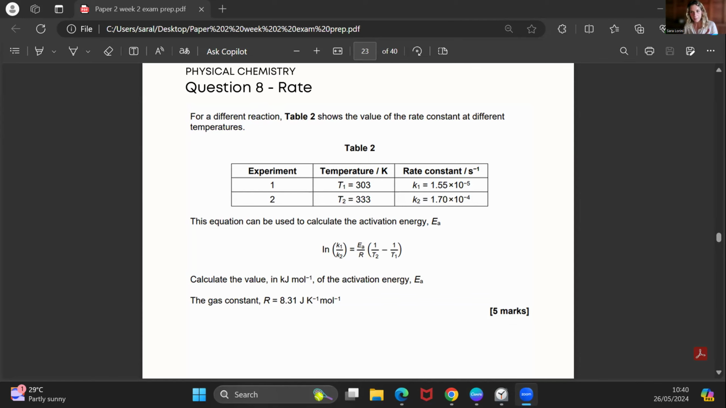This looks unfamiliar, but you know the Arrhenius equation, and you know how to do basic calculations. So this is what you will have to apply your knowledge to, if that makes sense. So don't be thrown off by an unfamiliar question, because this is exactly what they're testing. And with these 5 marks, I would like you to try that.